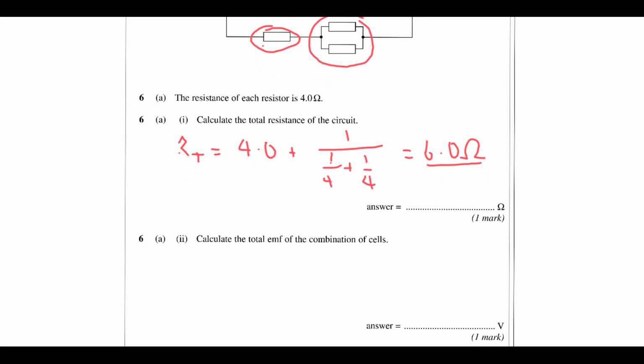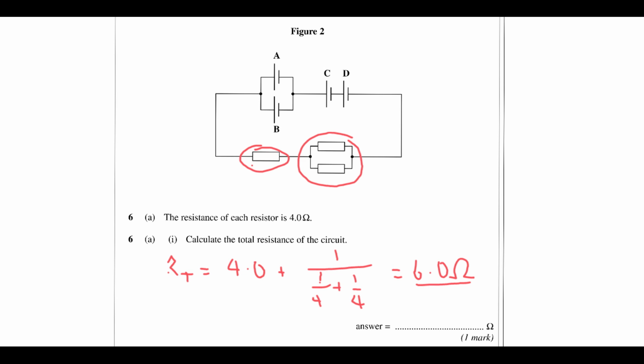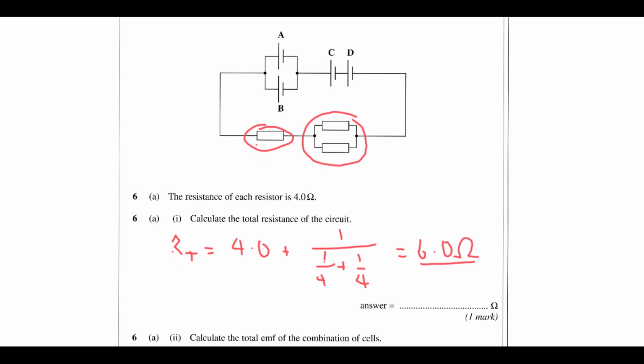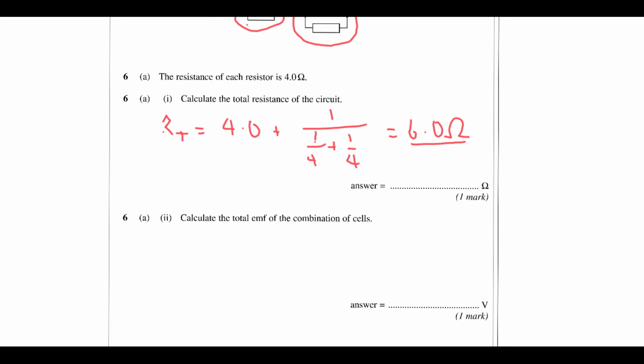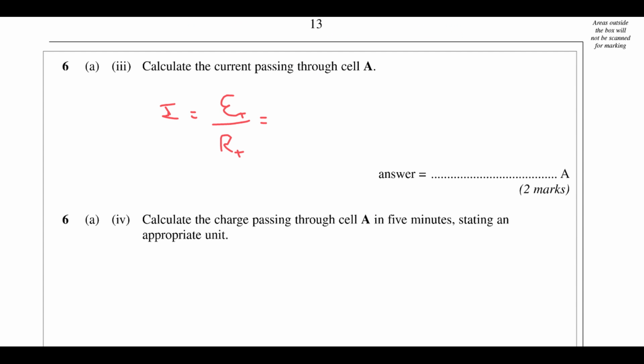So then we're going to calculate the total EMF. We've got 2 in parallel, which has no effect on the EMF. So 2 1.5s in parallel gives us an EMF of 1.5. 2 in series gives us 3. Add those 2 together gives us 4.5 volts there. There's not really much working you can show from that. You just need to know how to combine your EMFs. Okay, so let's move on to the next page.